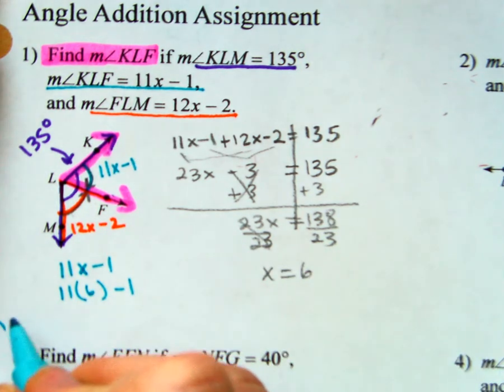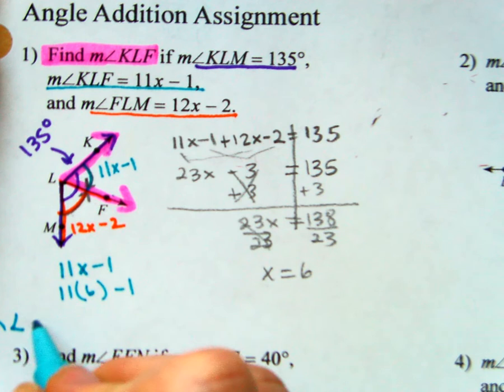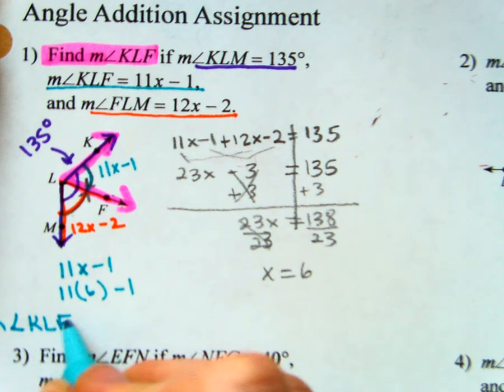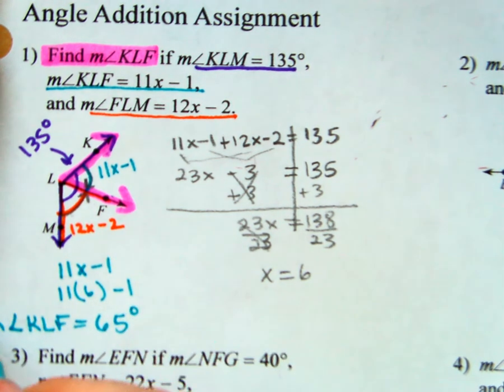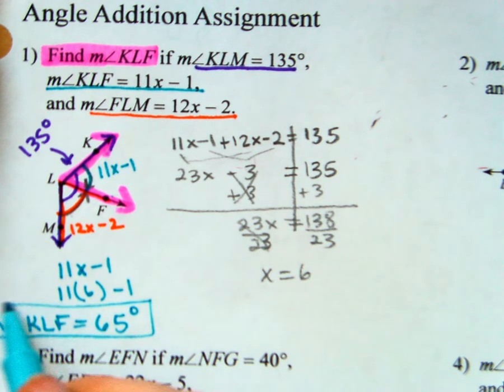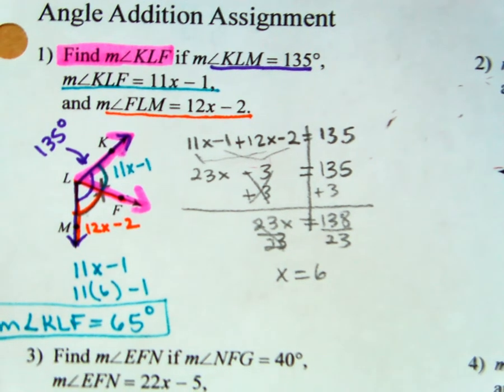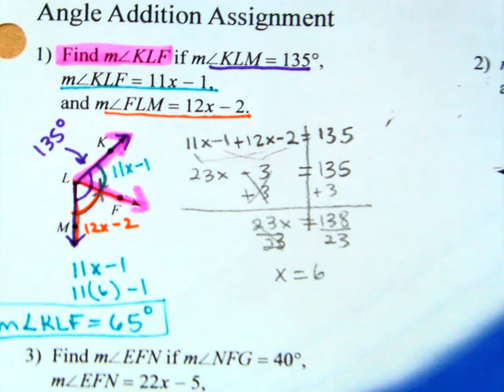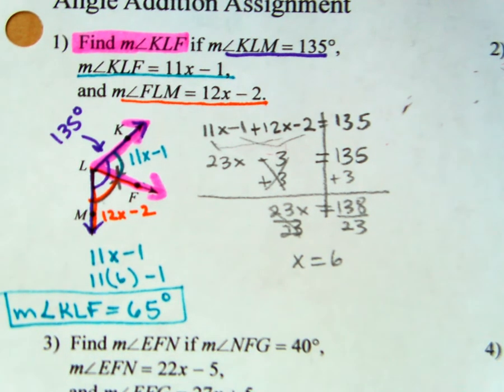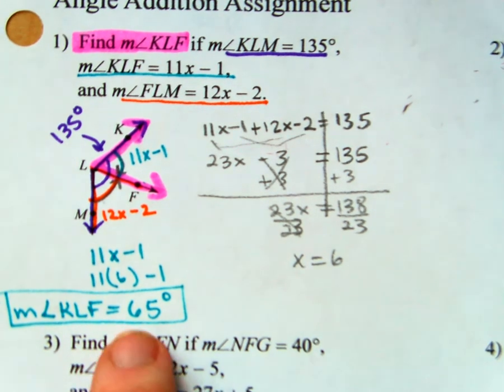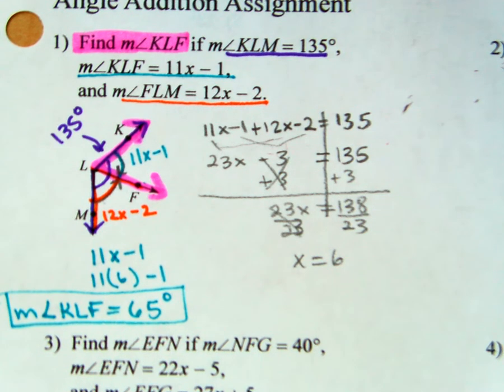So I know the measure of angle KLF is 65 degrees. So this is actually what I'm looking for this time. I'm looking for an angle measurement. I am looking for x, but x isn't my final answer, right? I need to actually go one step further, plug x into whatever angle I'm looking for.